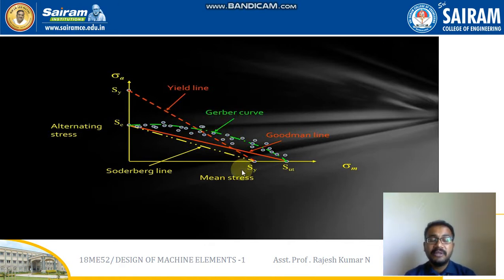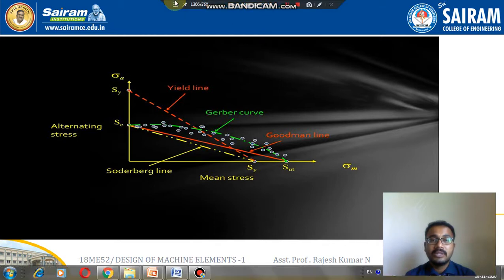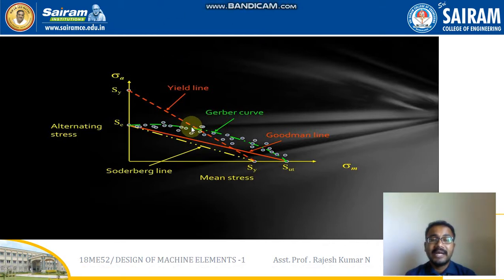So hereafter, in any problem or concept, if I speak about ductile material, then I immediately need to think about the Soderberg failure line. If I am focusing on the ultimate, that is, the brittle material, then I need to immediately talk about the Goodman failure line. And if it is a composite material, then I need to see the graph of the Gerber curve.